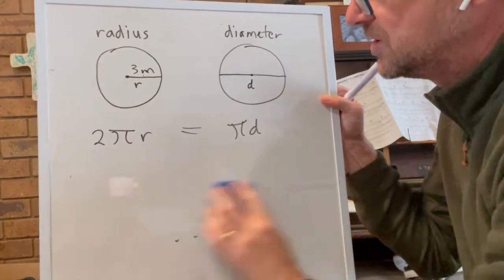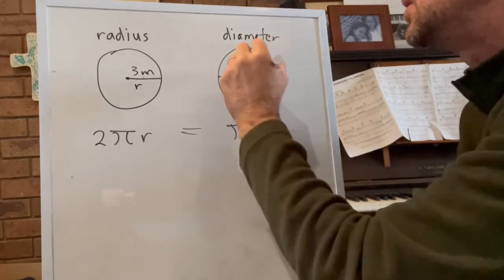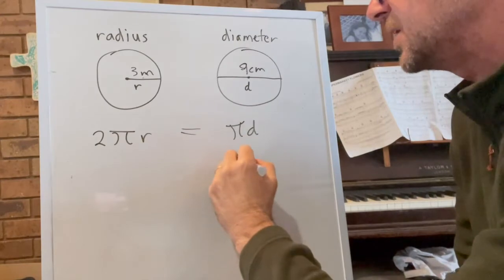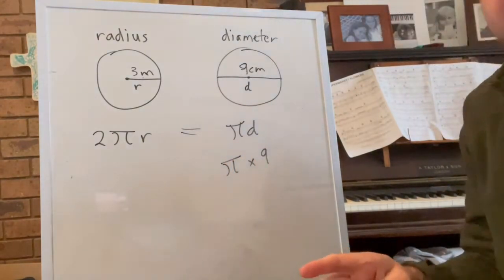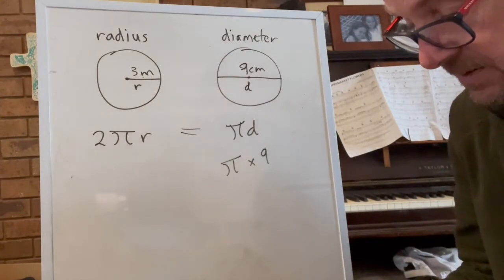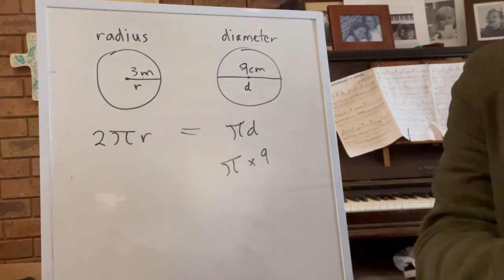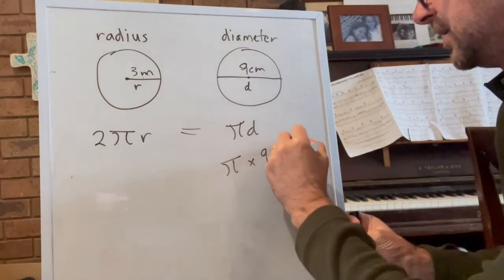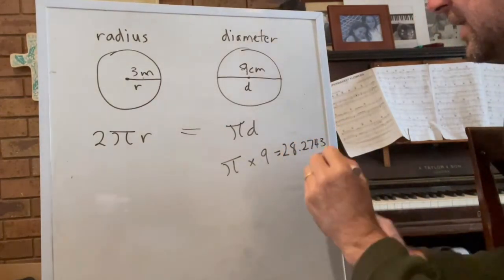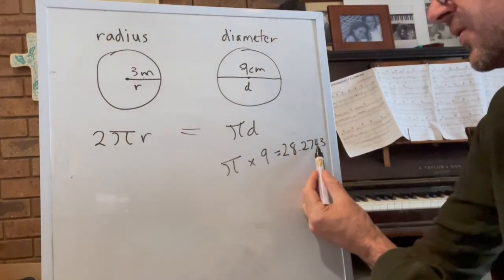Let's have a look at a question where we're going to be using just pi d, okay? So let's assume the diameter is 9 centimeters. Okay, so into our equation, pi times 9, and it's the same process on our calculator. Pi times 9 equals, and we get 28.2743. Okay, and again, we want to round it to 2 decimal places. So 28.27, the next number is a 4, so we can keep it the same.